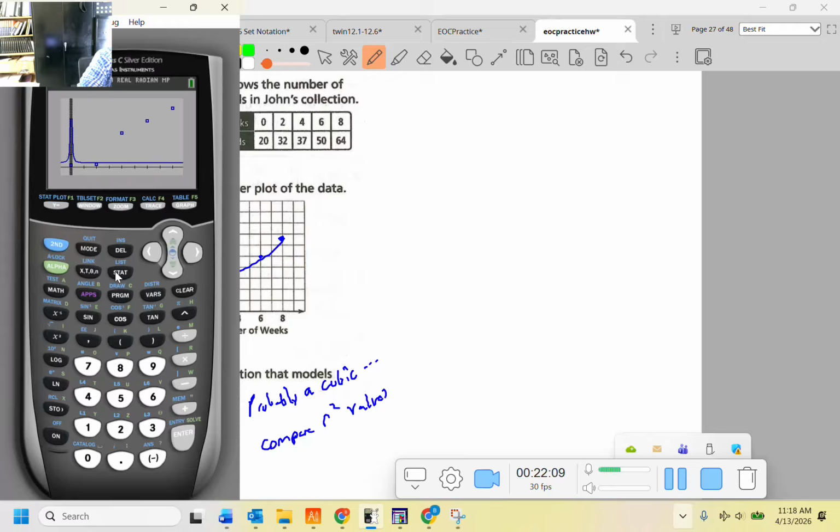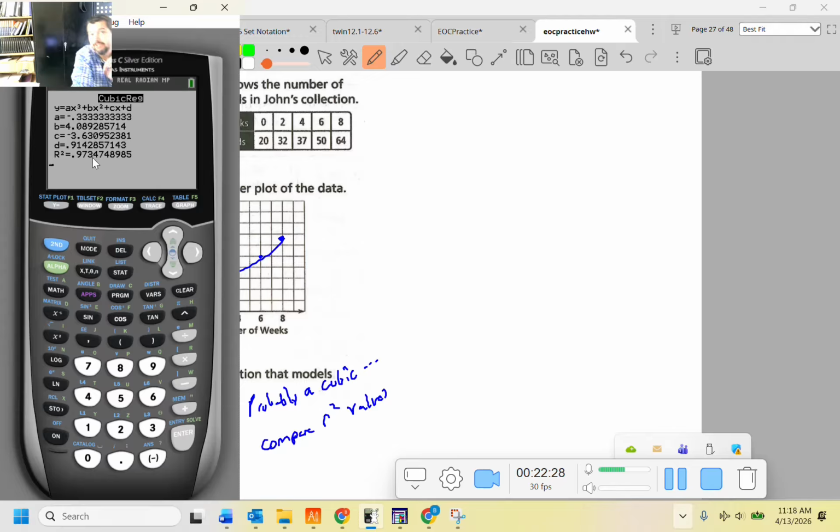Anyways, none of that matters. I think it's a cubic. All right, so I'm going to go to stat calc. I'm going to do a cubic regression. And I could be wrong. It just looked like a cubic. No frequency list. I didn't do it with frequencies. Press the magical calculate and look at that R squared value, 0.97.